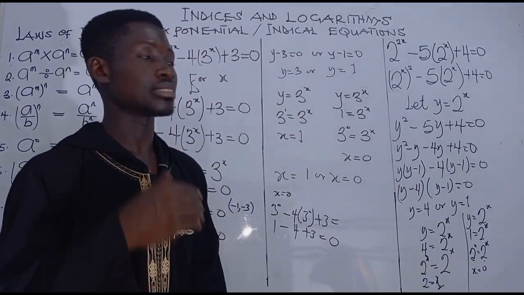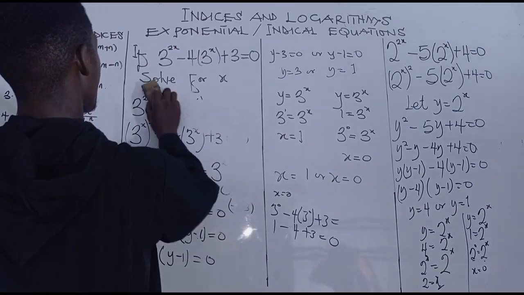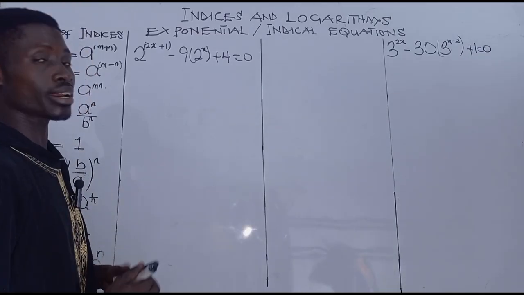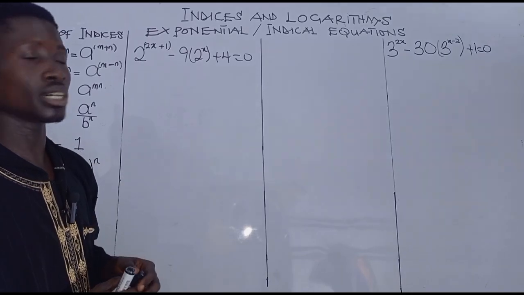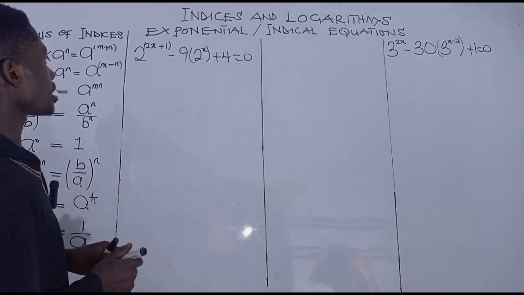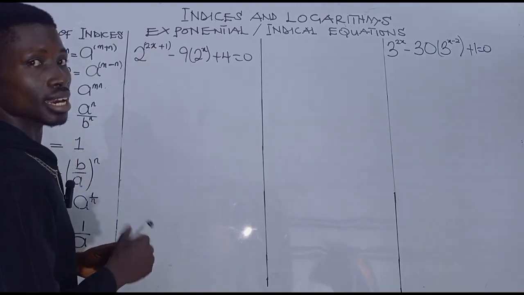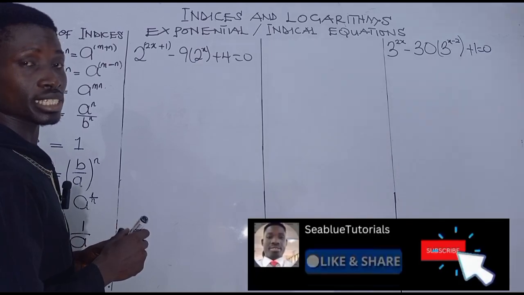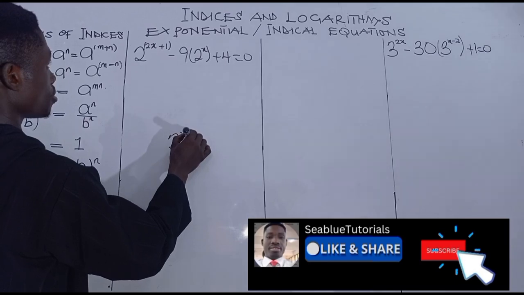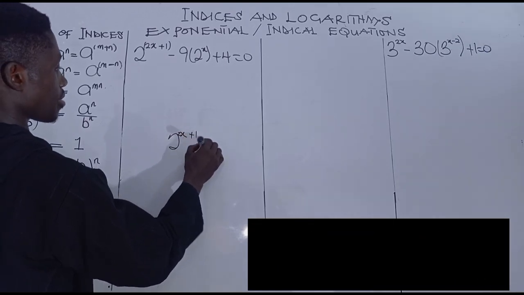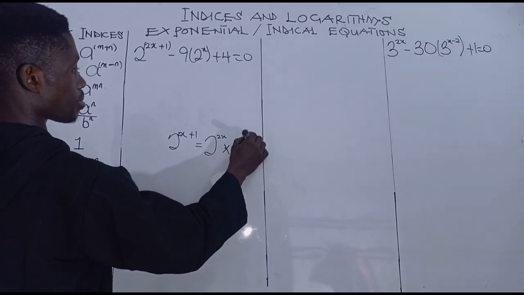Let's look at our other set of questions. So we have our next set of questions. We have to solve for the value of x in this exponential equation. Looking at this, we have 2 raised to the power 2x plus 1. Applying the multiplication law, we can write this as 2 raised to the power 2x multiplying 2 raised to the power 1.